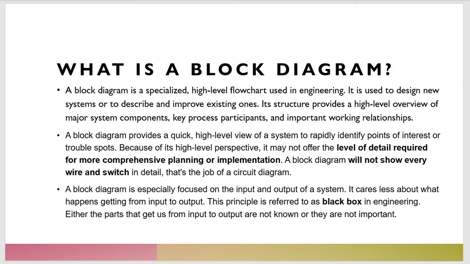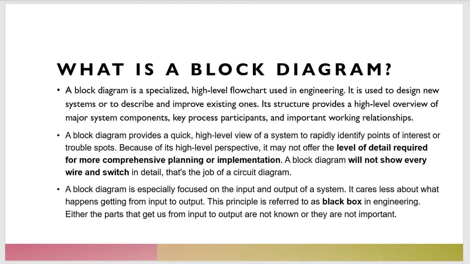So now let's talk about the block diagram once again. It is a specialized high-level flowchart used in engineering. It is used to design new systems or to describe and improve existing ones. Its structure provides a high-level overview of major system components, key process participants, and important working relationships. Now, a block diagram provides a quick, high-level view of a system to rapidly identify points of interest or trouble spots. Now, a block diagram is not that detailed, right? The level of detail required for comprehensive planning or implementation is not that very detailed.